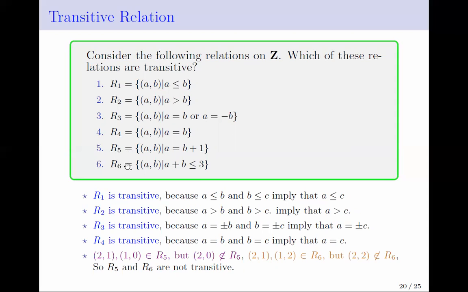Then R5 and R6 are not transitive because (2,1) and (1,0) are present in R5, but (2,0) is not in R5. Similarly, (2,1) and (1,2) are in R6, but (2,2) is not in R6. Therefore, R5 and R6 are not transitive.